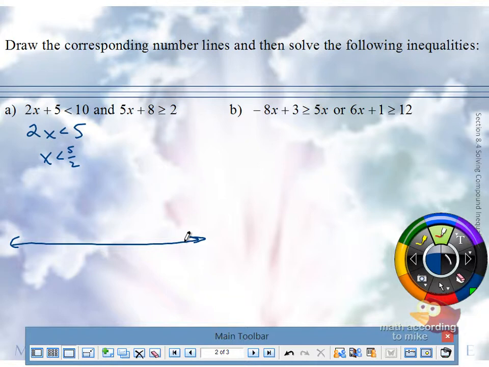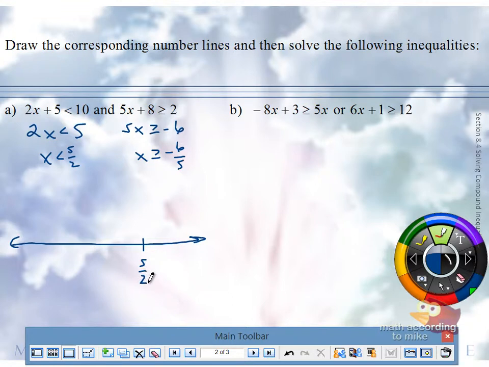The second one, what do I do with the 8? 5. So careful. You don't want to say greater than or less than. Greater than or equal to. So 5/2 is right here.